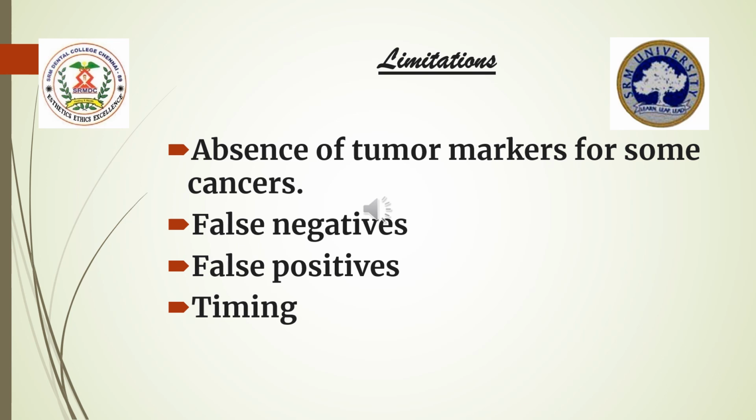Next is timing. The level of a tumor marker at one point may not necessarily reflect the status of cancer. For example, if a tumor marker is responding to a treatment, it may take some time for the tumor marker level to decrease. Or if a lot of cancer cells are dying, levels may even increase for a period of time. So this cannot be considered as an increased or decreased tumor marker level at that particular time. So these are various limitations pertaining to tumor markers.